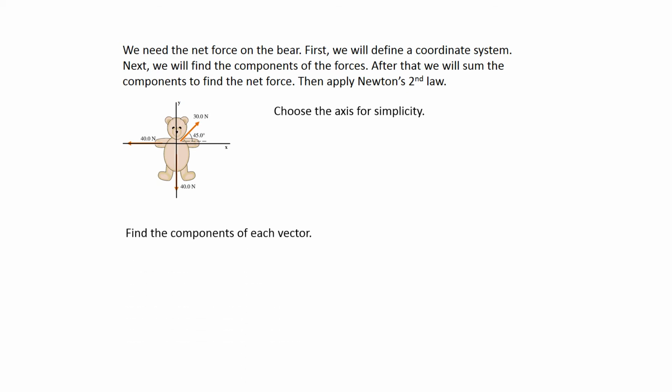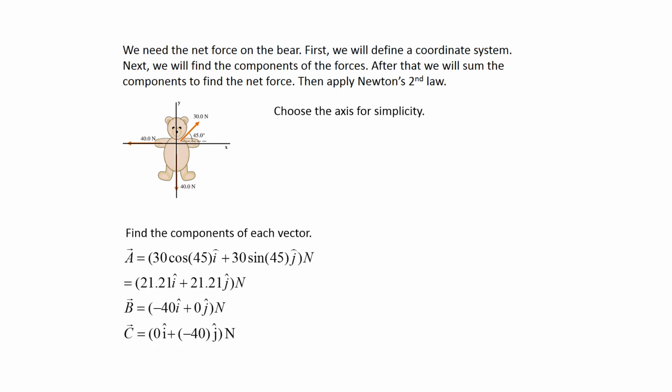We need to find the components of each vector. The components of this first vector, which I'll call vector A, are 30 newtons times cosine 45 in the i direction, in other words, parallel to the positive x-axis, plus 30 newtons times sine 45 in the j direction, in other words, parallel to the positive y-axis. And again, our unit for force here is Newton.